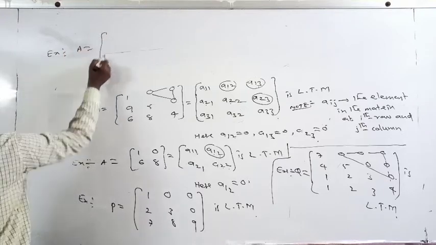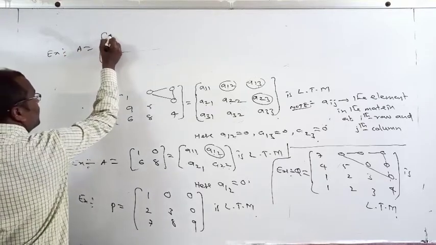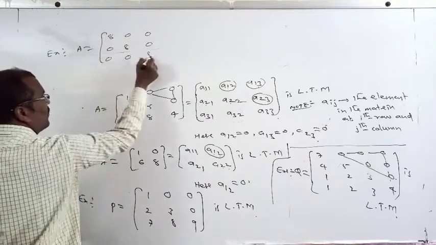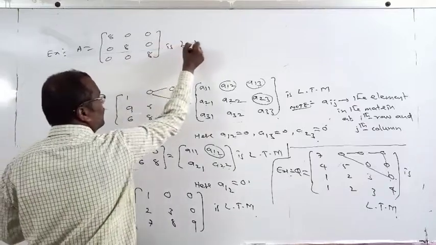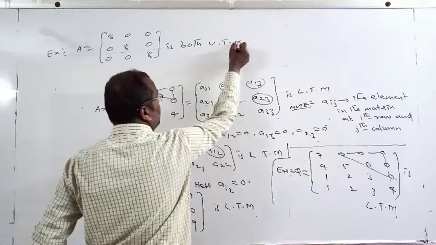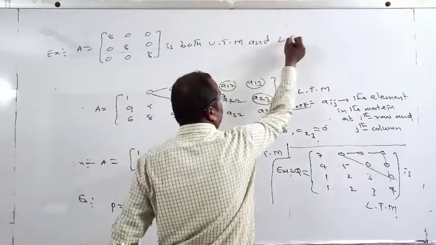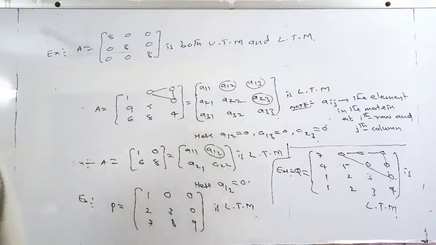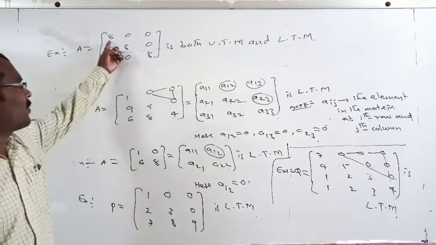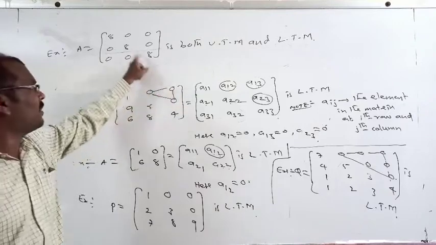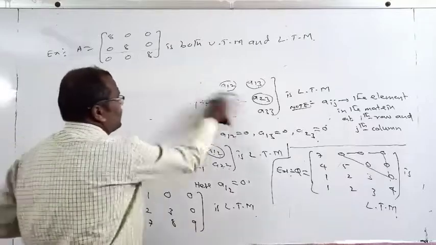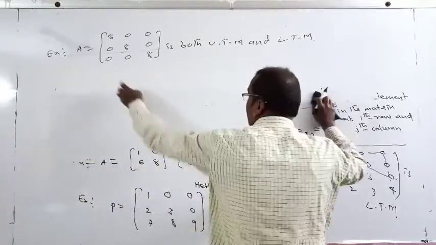Suppose A is equal to 8 0 0, 0 8 0, 0 0 8. It is both an upper triangular matrix and a lower triangular matrix. Means a diagonal matrix is always both upper and lower. Of course, it is a scalar matrix since the elements in the principal diagonal are equal. So write one more example.